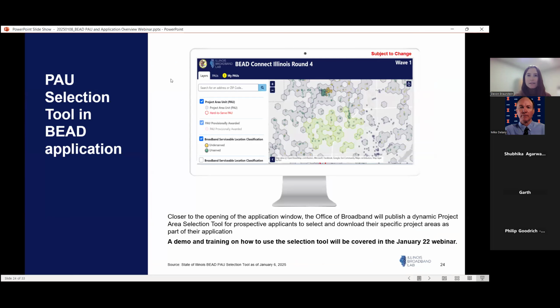All right. So like I have alluded to, we will be launching a project area selection tool as part of the application, and we'll have a training on January 22nd. It will look similar to the map that you see now, but you'll be able to actually select PAUs, mark them as must include with a star, and then put them into your shopping cart and download that to upload it as part of your application. So I think it's good for now to start getting a sense and planning for what you want to include in your application. And then you'll be able to go into this tool to actually create that final package of a data set.